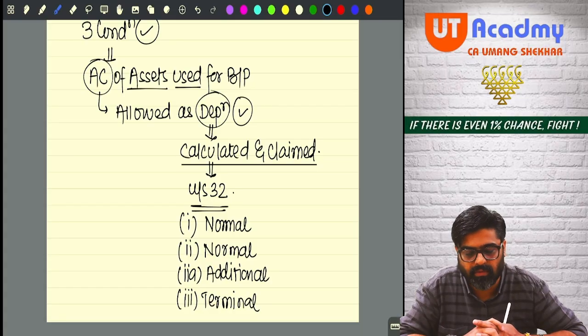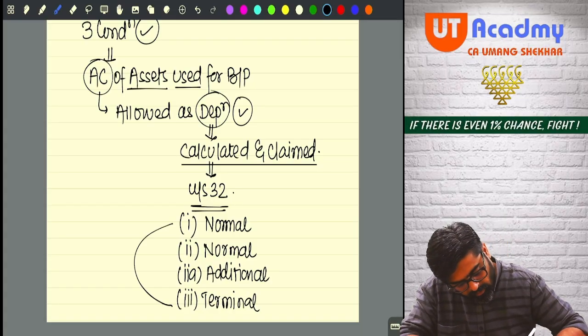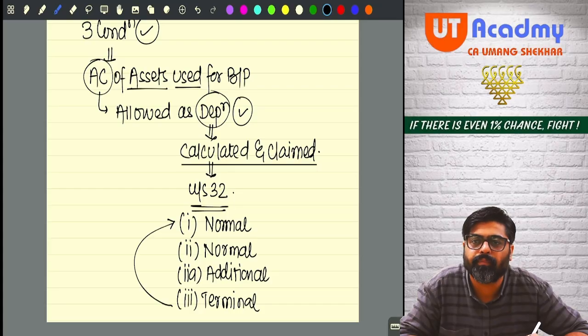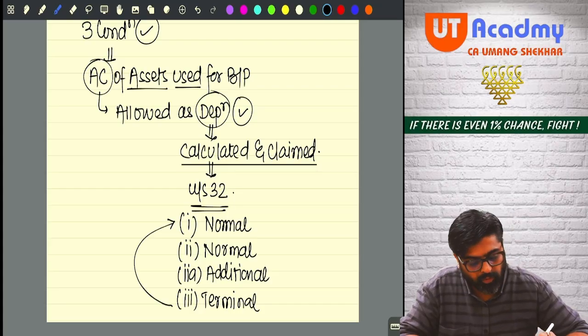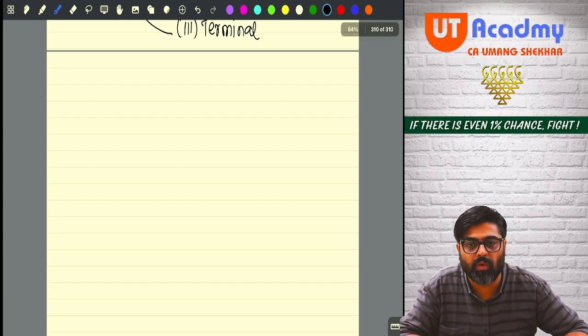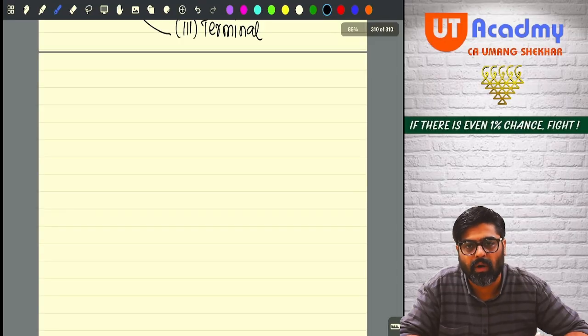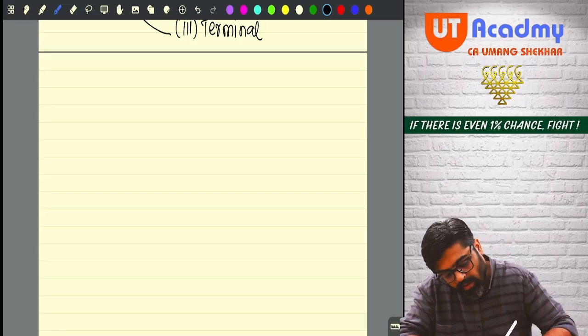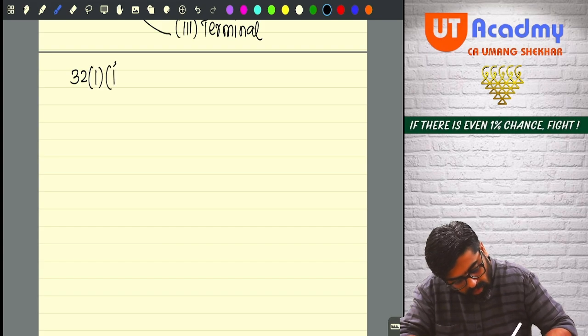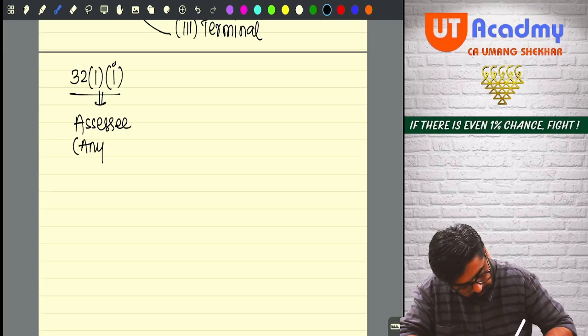Terminal depreciation. See, this concept we will be doing with clause 1 only. Okay. So first we'll learn how to calculate these depreciations, and how these depreciations will be claimed and allowed. So as per section 32, subsection 1, clause 1, if you are an assessee, you can be any person.